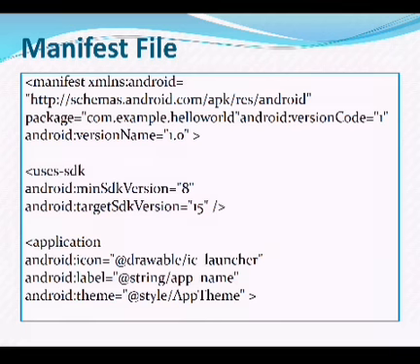In this application tag, the attribute android:icon will point to the application icon available under res/drawable-hdpi. The application uses the image named ic_launcher.png located in the drawable folder. Next, the android:label is nothing but the name of your app, and the theme, whatever you want, you give it.